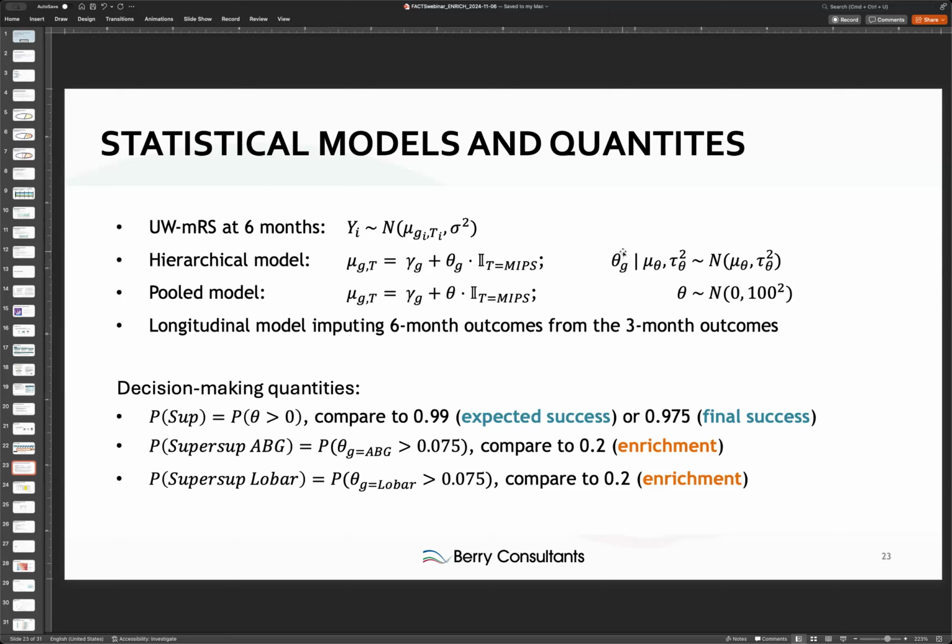So theta G is a big quantity of interest for us here. Theta is also a quantity of interest for us here. This is the pooled model. FACTS calls this the across groups model.